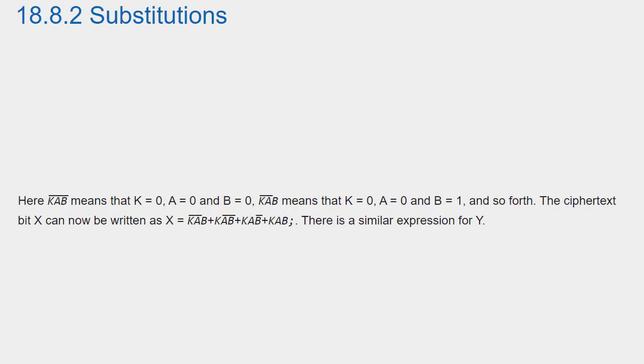Here, K bar, A bar, B bar means that K equals 0, A equals 0, and B equals 0. K bar, A bar, B means that K equals 0, A equals 0, and B equals 1, and so forth. The ciphertext bit X can now be written as X equals K bar A bar B plus K A bar B bar plus K A B bar plus KAB. There is a similar expression for Y.